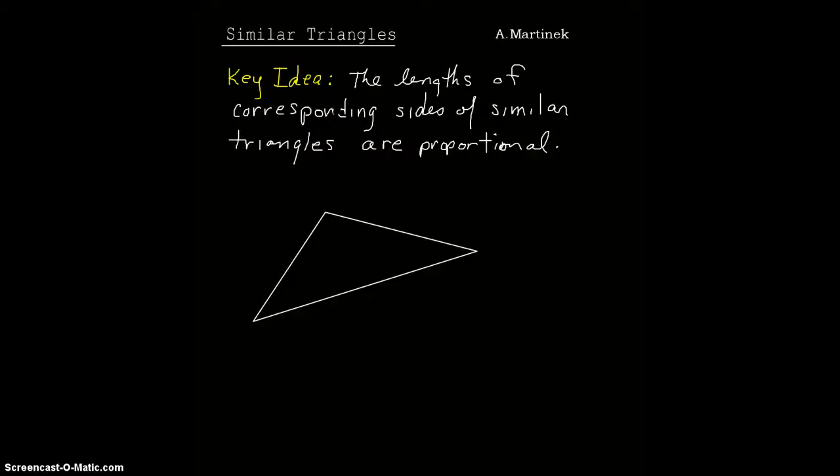In this video, I'm going to look at proportion using similar triangles. The key idea here is the lengths of corresponding sides of similar triangles. This is the key idea. They're proportional. There are essentially 6 concepts in this one little sentence, so let's take a look at these.